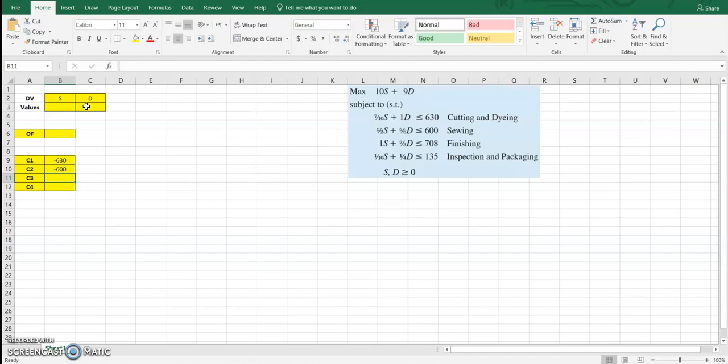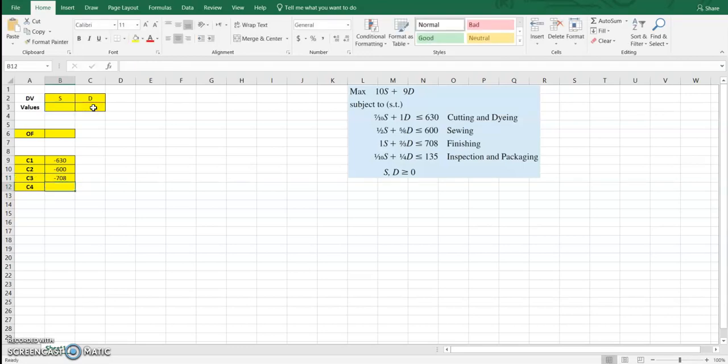For the third one, again, start with equal, and it is about the finishing constraint. It is 1 times s. You may ask, is it necessary to put 1 times because it has no effect? No, it is not necessary. I just want to show you every step that is necessary, and plus 2/3 times d minus 7/8.